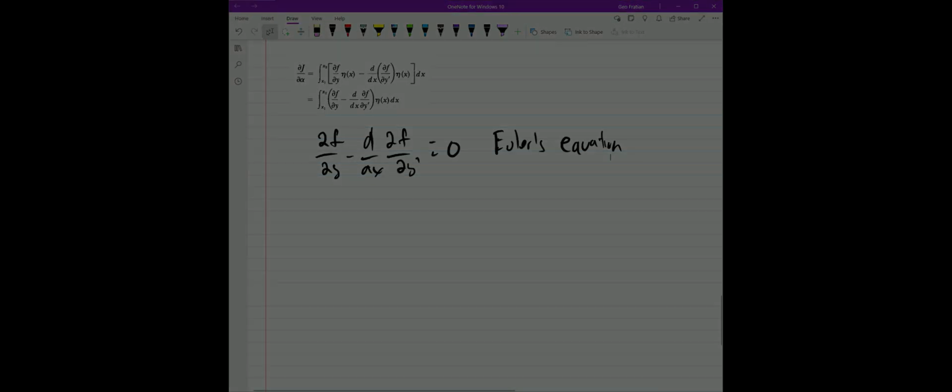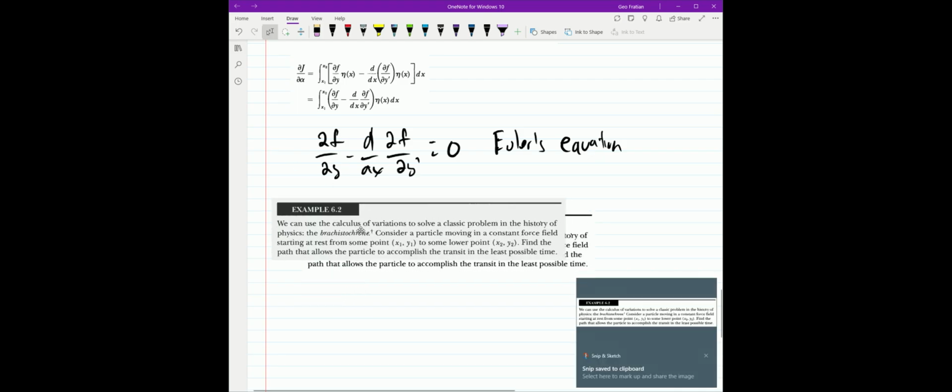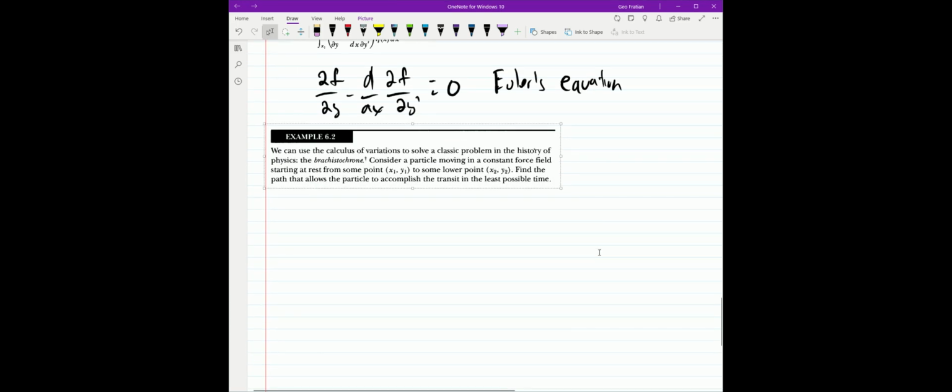So let's do example 6.2, which says we can use the calculus of variations to solve a classical problem in the history of physics, the brachistochrone. I'm not entirely sure if I'm saying that correctly, but anyways, let's consider a particle moving in a constant force field starting at rest from some point x1, y1 to some lower point x2, y2. Find the path that allows the particle to accomplish the transit in the least possible time. Least possible time, we're minimizing the problem, right?